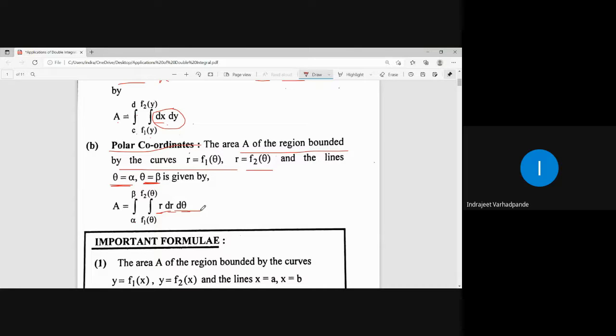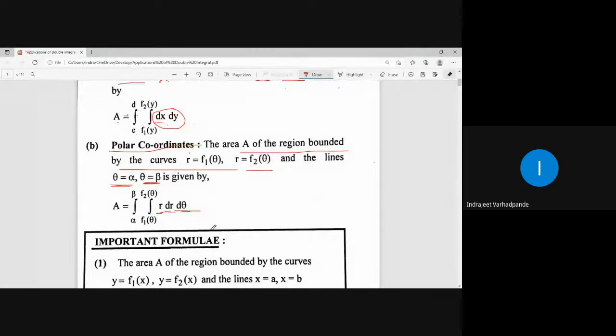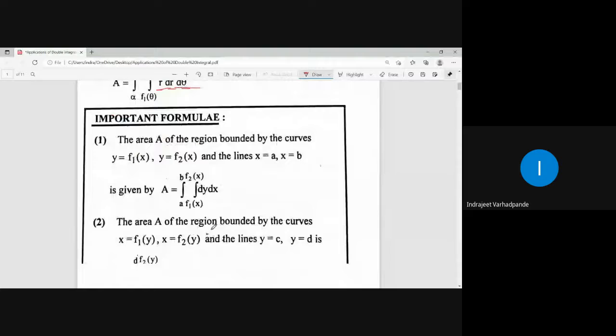And it is to be integrated with respect to dr and d theta. So appropriately we will be having down the simplification as a double integral: one of them is integral alpha to beta, the other is f1 of theta to f2 of theta, r dr d theta. So that is how the calculation of area will be for the polar coordinates.